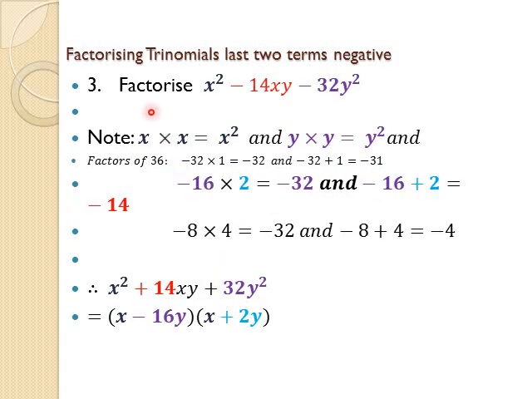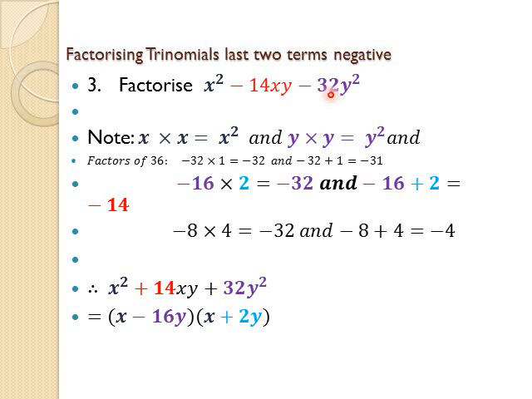Problem number 3, factorize x squared minus 14xy minus 32y squared. So I hope you note, you see x squared, y squared, that would be xy. So whatever variables we have squared, we have them to the power 1 in the middle. So x squared is simply x times x, y squared is simply y times y.